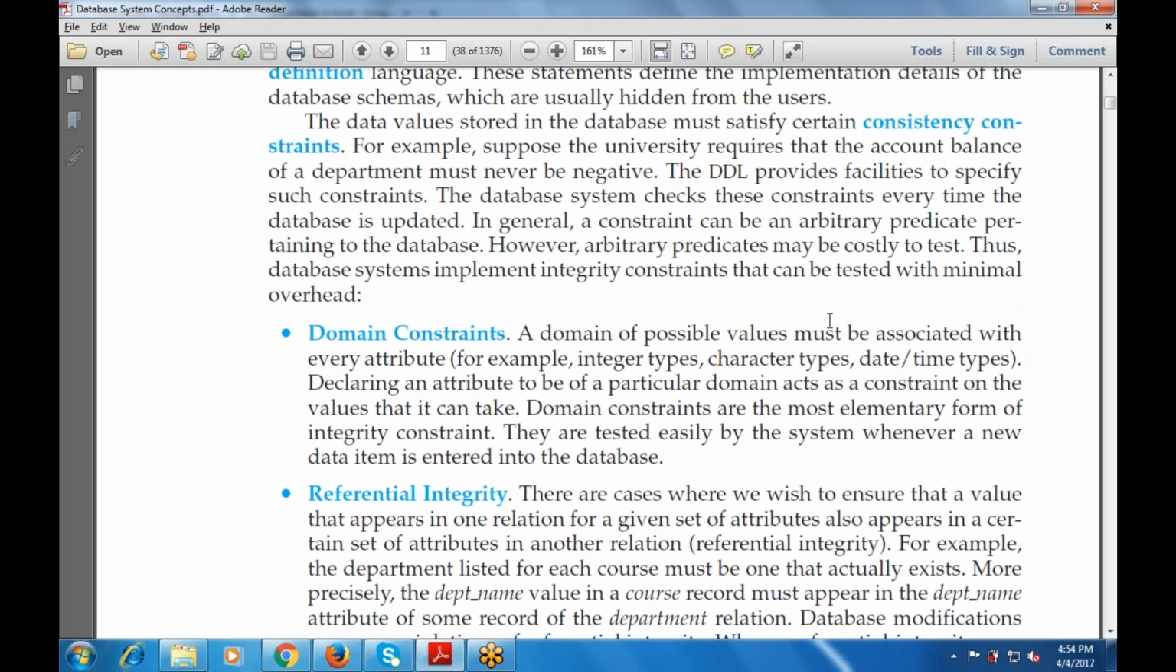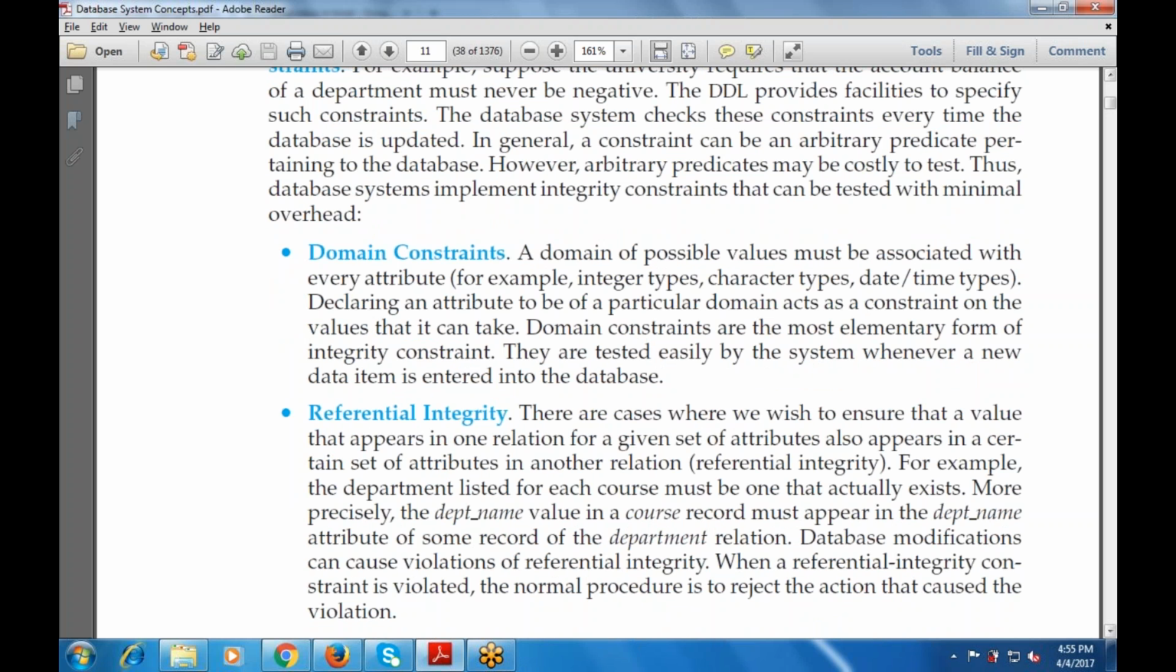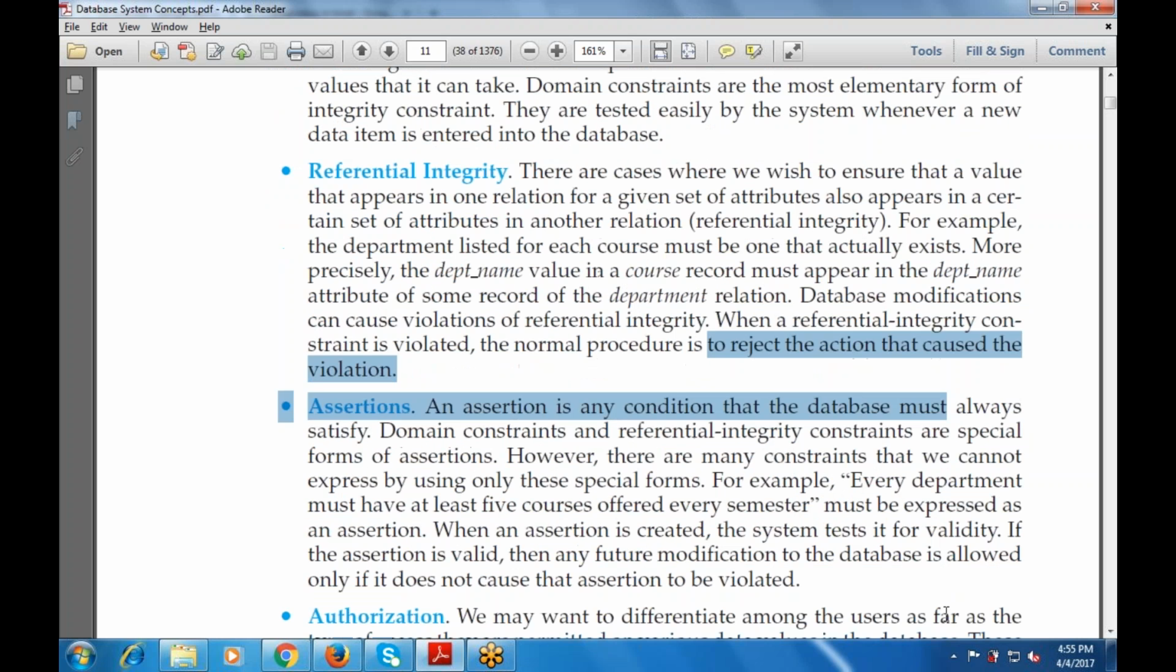The next one is referential integrity. There are cases when we wish to ensure that a value that appears in one relation for a given set of attributes also appears in a certain set of attributes in another relation. That means one value becomes the attribute for another value. That is known as referential integrity. We are maintaining the reference, we are maintaining the relationship. Database modification can cause violation of referential integrity, and when a referential integrity constraint is violated, the normal procedure is to reject the action that caused the violation.